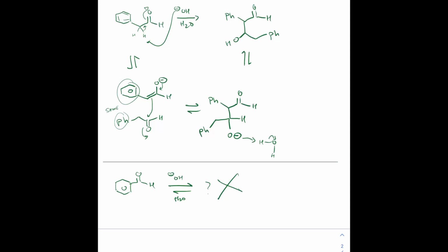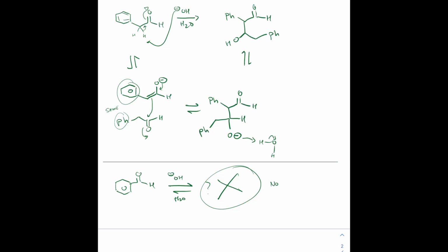So basically we have benzaldehyde, we have hydroxide and water. Those are definitely something that we could use for an aldol reaction, but remember that the first step in an aldol condensation or aldol reaction is the removal of the alpha hydrogen to form the enolate. And in this case, we do not have any alpha hydrogens.